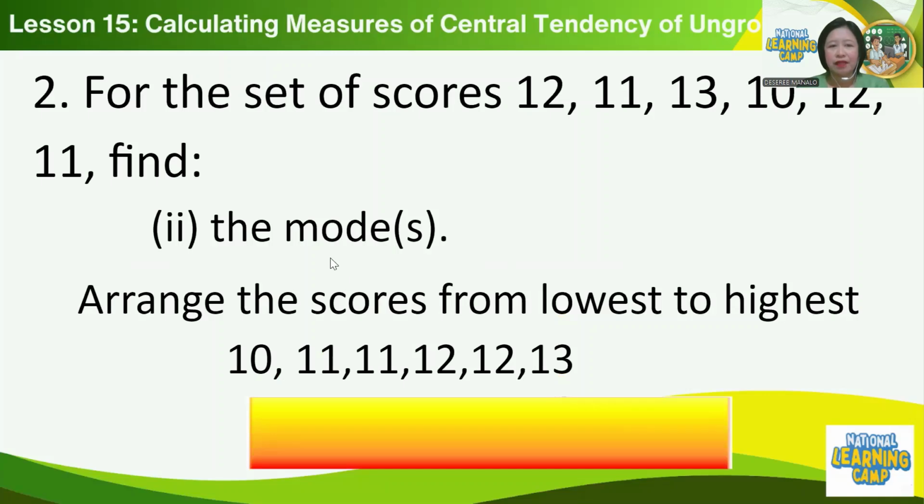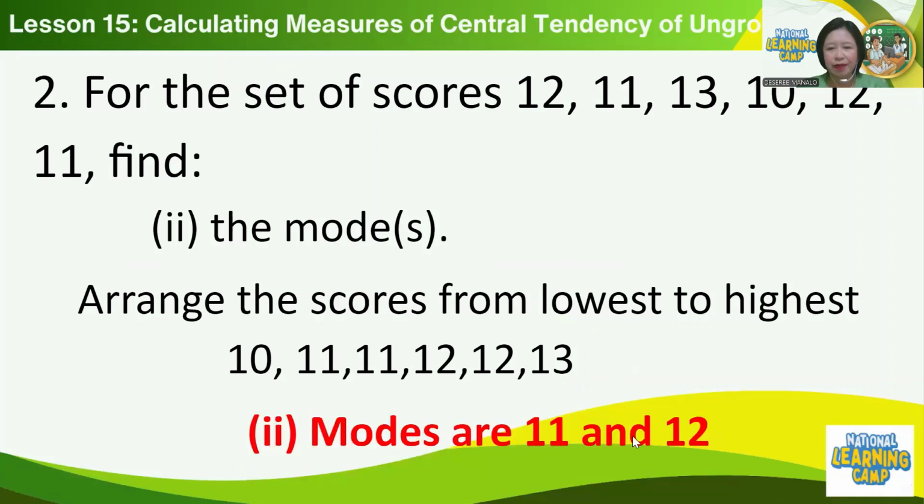Next, find the mode. Again, look for the scores with the highest frequency or the most common scores. So we have 11 and 12. Since 11 and 12 appear twice, that's why they are the modes.